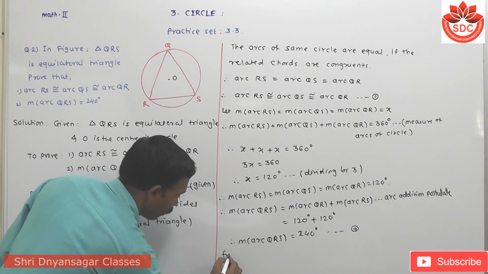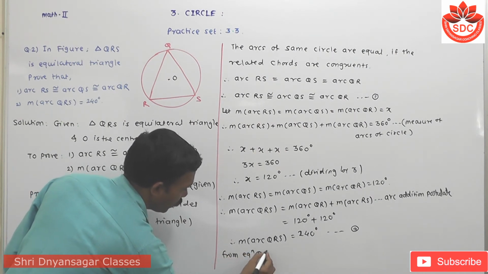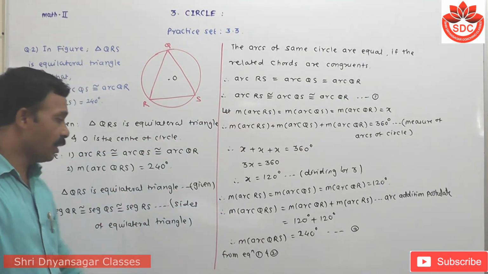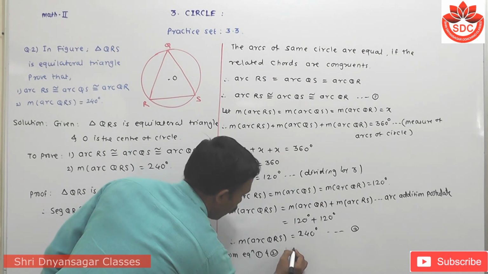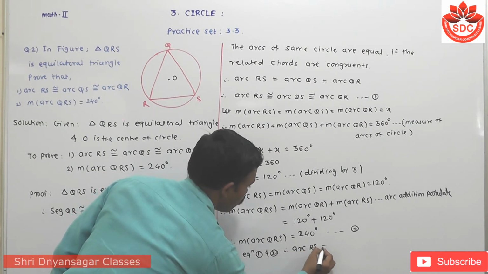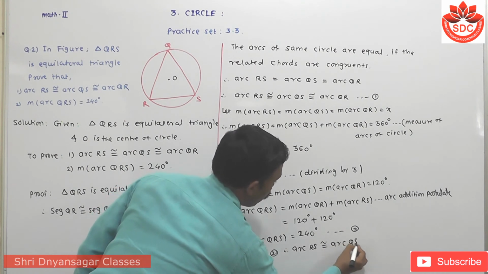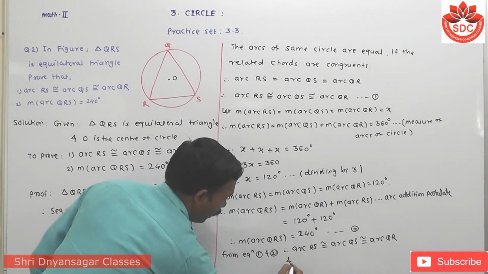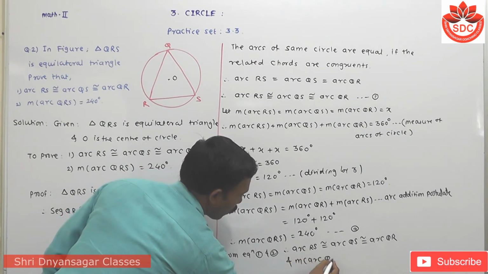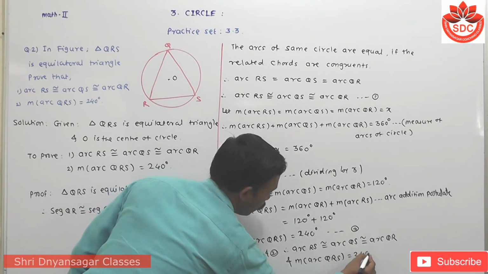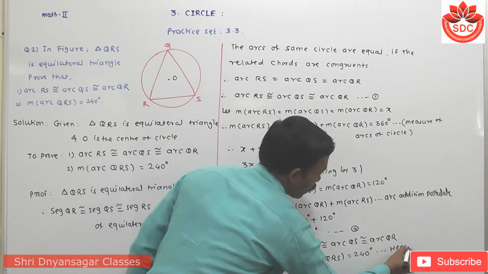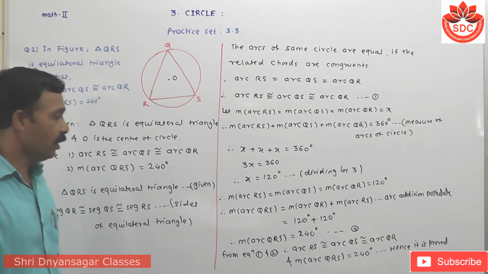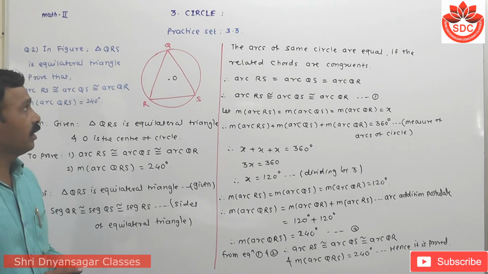Then from equations first and second, we observe that all these arcs are congruent and this measure is also 240 degrees. Therefore, arc RS is congruent with RQS is congruent with RQR, and the measure of RQRS is equal to 240 degrees, and hence it is proved. Can you understand this? Okay.